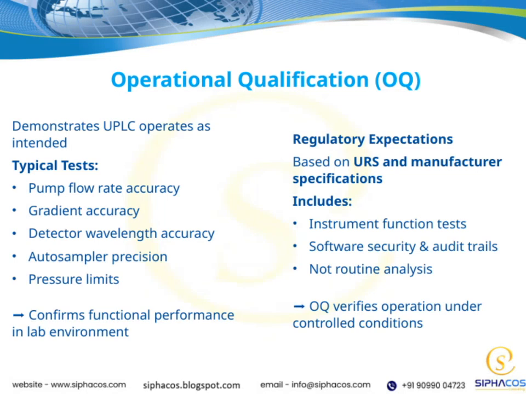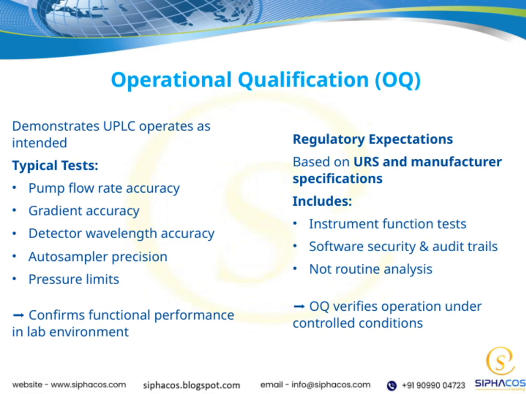Let's now look at the regulatory expectations for instrument qualification. These are based on the User Requirement Specification, or URS, and the manufacturer's specifications. Essentially, they outline what the instrument needs to do to meet quality and compliance standards. This includes several key aspects. First, instrument function tests to ensure everything operates correctly. Then, software security measures and maintaining audit trails, which are critical for data integrity and traceability. It's important to note that these aren't routine analyses. They are part of the qualification process to verify the system's proper functioning.